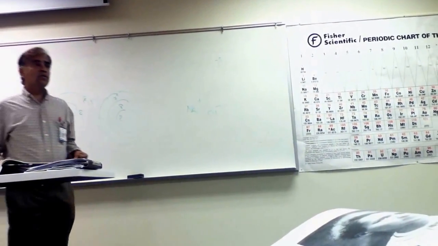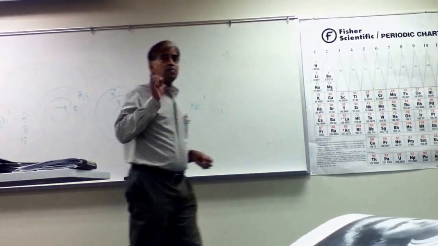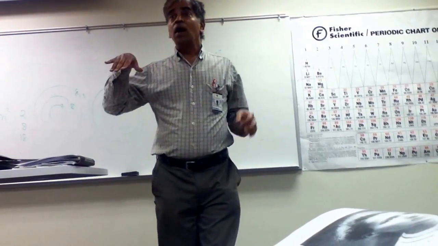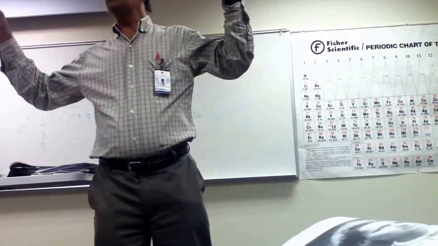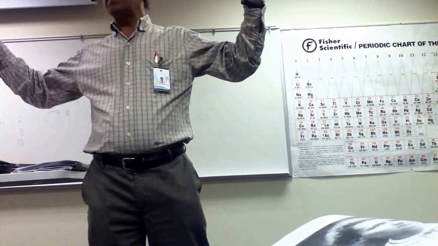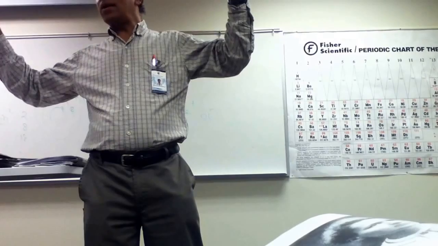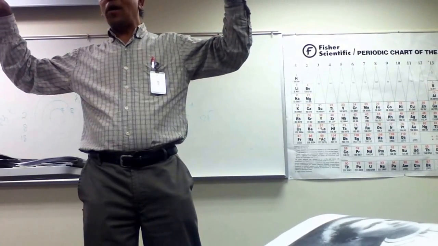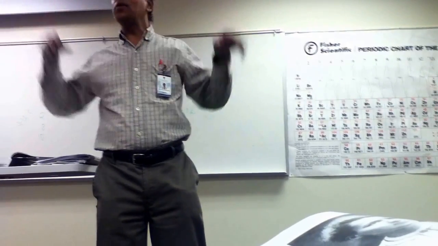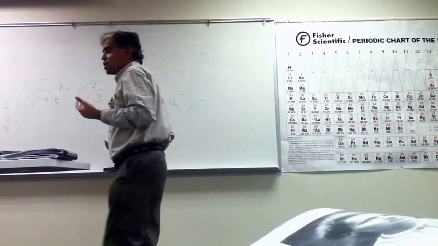Electrolytes. What are electrolytes? Electrolytes are substances that dissolve in water and become ions, and they are able to conduct electricity. How does electricity form? You have a positive and negative, right? In a battery or anything. The same way, when you have positive and negative ions, they tend to conduct electricity. So those are called electrolytes.